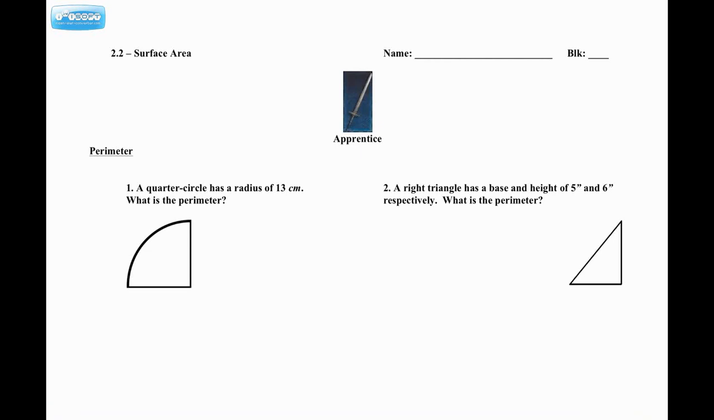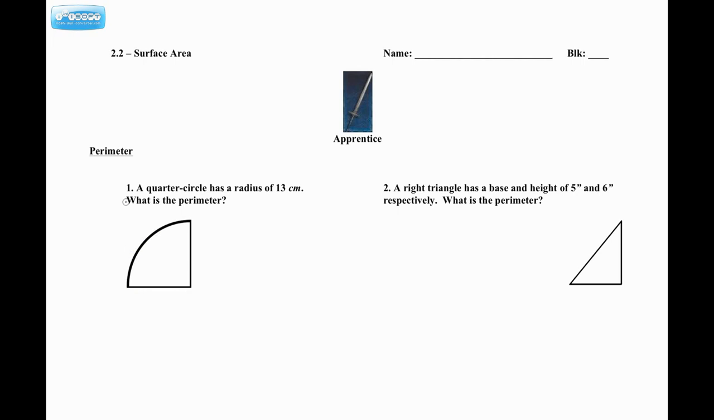Chapter 2, Section 2, we're moving on to surface area. But in this video, the Apprentice video, we're actually going to touch on perimeter first, which is different than area. And hopefully you know well what perimeter is. And that is just the length or the total distance along the outside edge of the object.